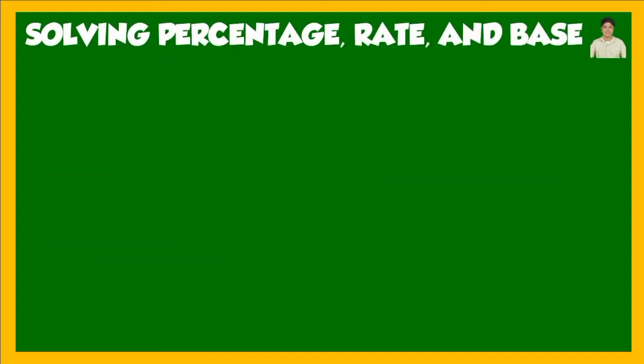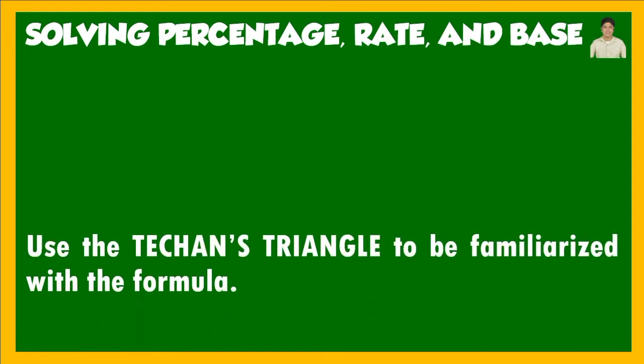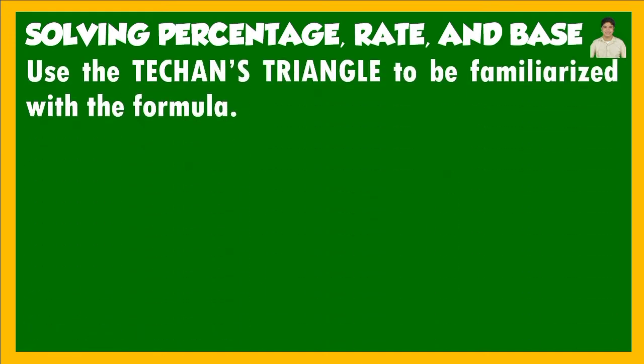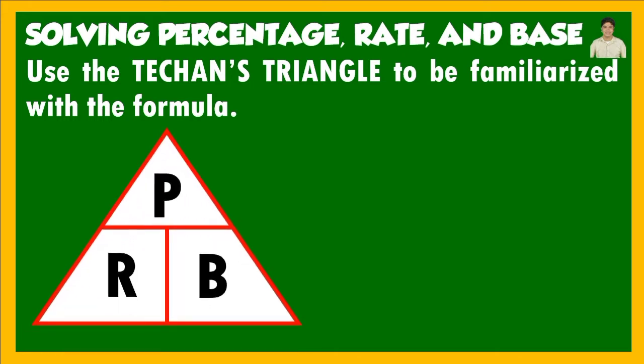So, in solving percentage, rate, and base, we will use the Tekans triangle. So, use the Tekans triangle to be familiarized with the formula. So, yung triangle na yan, ito po siya. P stands for percentage. Yung R naman, rate, and then B, base.